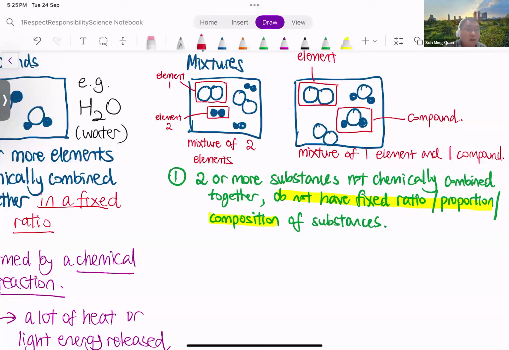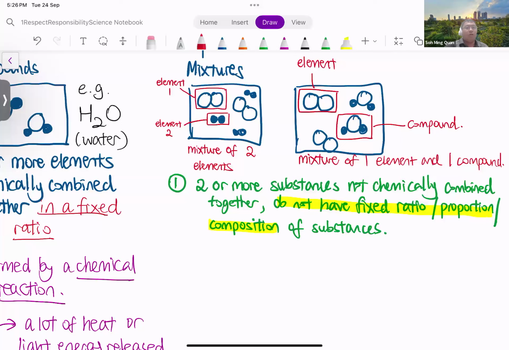Mixtures are not chemically combined together. They do not have a fixed ratio, proportion, or composition of substances. So that's the first difference between mixture and compound: the fact that mixtures do not have a fixed ratio, proportion, or composition of substances.